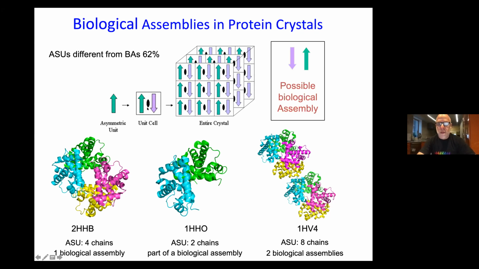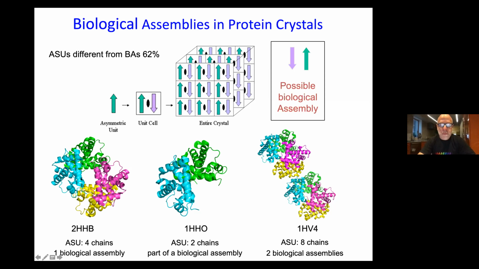It could be what's in the unit cell in this case, or it could be between unit cells if these were not symmetric objects. Some examples are down at the bottom. This is hemoglobin on the left-hand side. This is an A2B2 tetramer of hemoglobin, and that's also the asymmetric unit of this crystal. But the one in the middle, the asymmetric unit, is actually just a heterodimer of the alpha and beta chains and is only half of the biological assembly. And the one on the right, the asymmetric unit, is actually 2 biological assemblies.